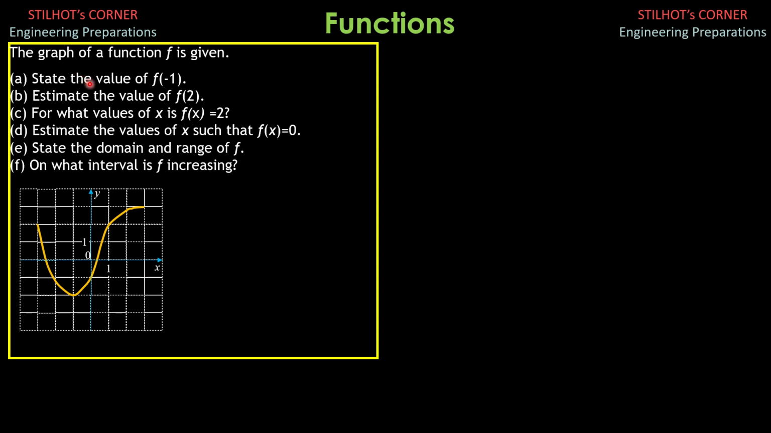For the first question, state the value of f of -1 when x is -1. Remember, look at this. This is the y-axis, and x is -1 is here, and this is the value of f of -1, which is y is -2. So f of -1 is -2 here. The function value when x is -1 is -2, and that's the answer.